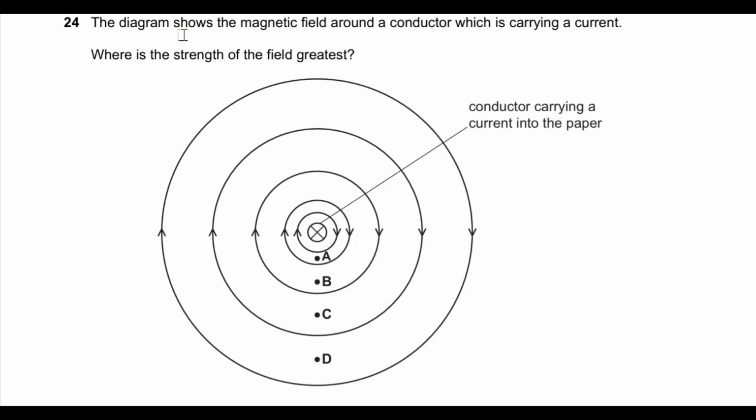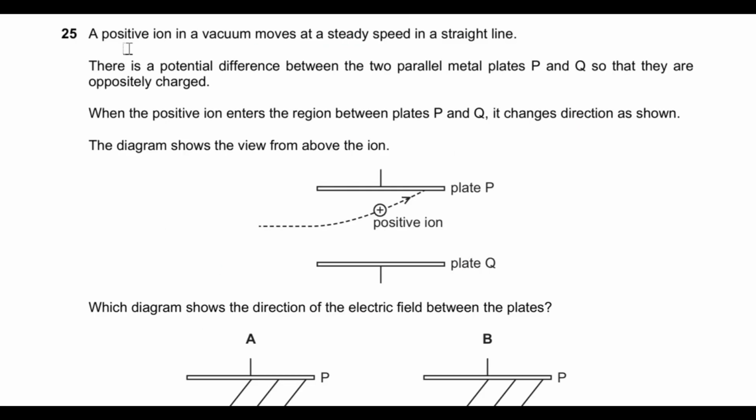Question number 24 says the diagram shows the magnetic field around a conductor which is carrying current. Where is the strength greatest? For a current carrying conductor, the magnetic field would be greatest near the wire, that means at position A. Question number 25 says a positive ion in a vacuum moves at steady speed in a straight line. There is a potential difference between two plates P and Q so that they are oppositely charged.